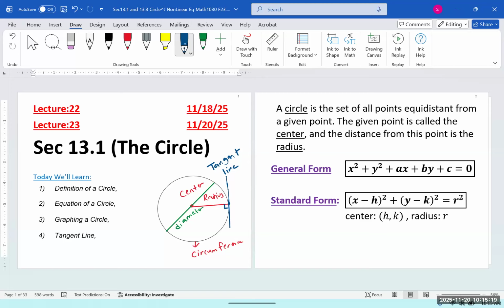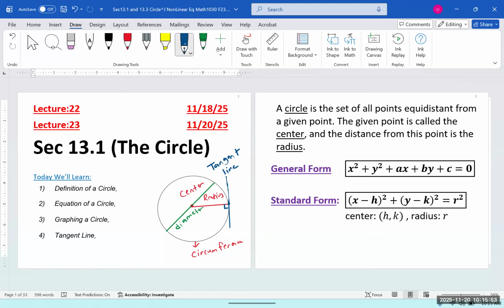Now, the circle has 2 ways of writing it. The 2 formats of circle. One form is the general form. The other form is standard form. In general form, we write out everything in expanded version. Good news, there is no good news here. Bad news, in the general form, we don't see what our center is or how much our radius is. So we have no information at all in general form about the circle.